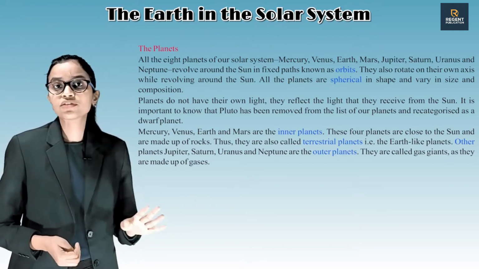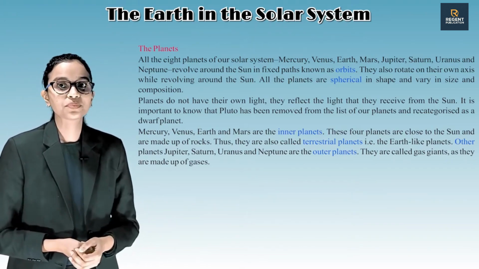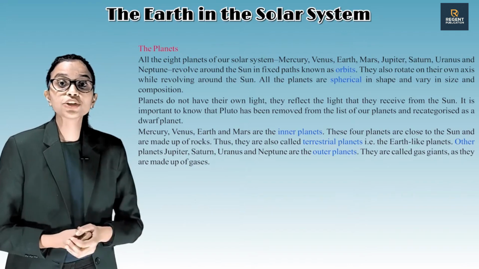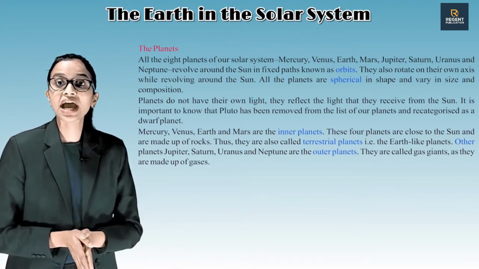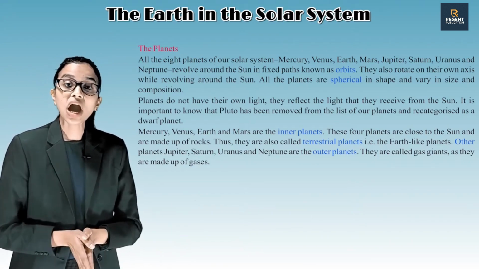Planets do not have their own light. They reflect the light that they receive from the sun. It is important to know that Pluto has been removed from the list of our planets and recategorized as a dwarf planet.